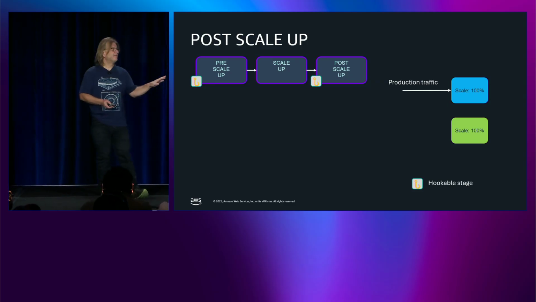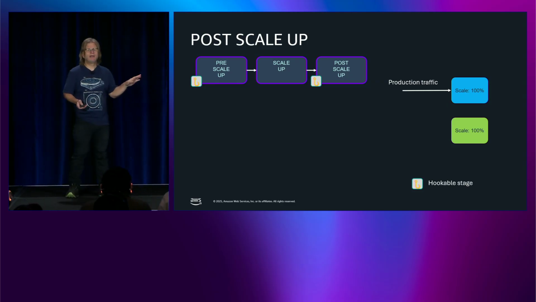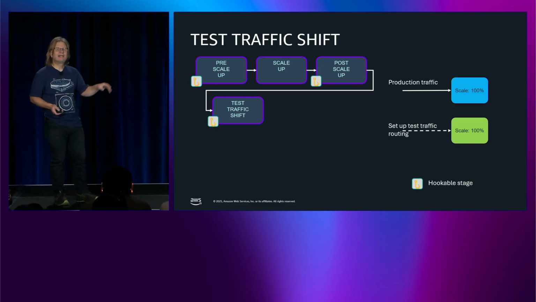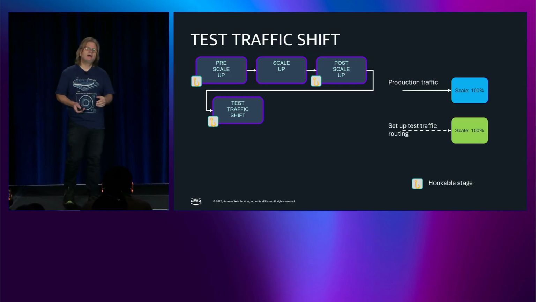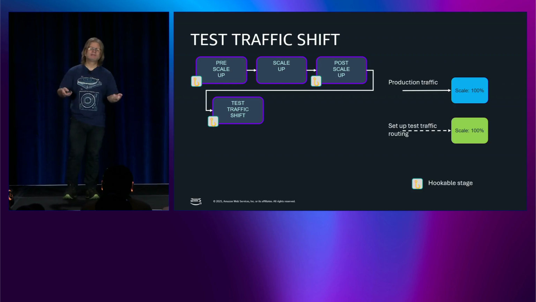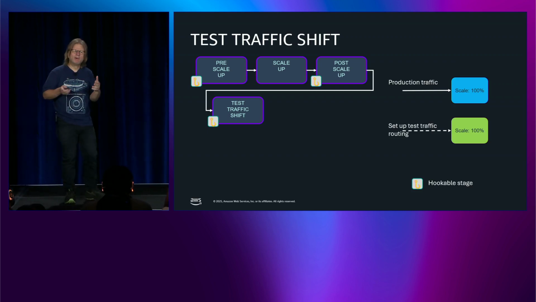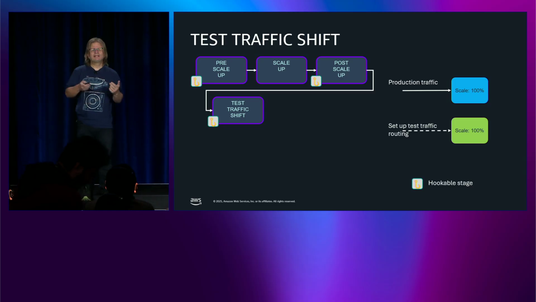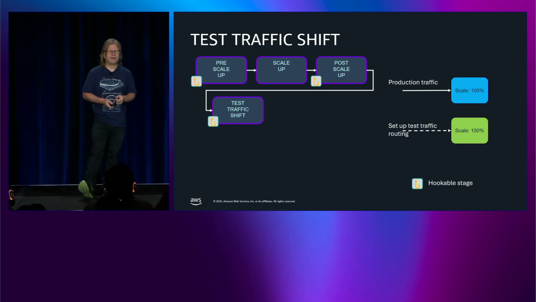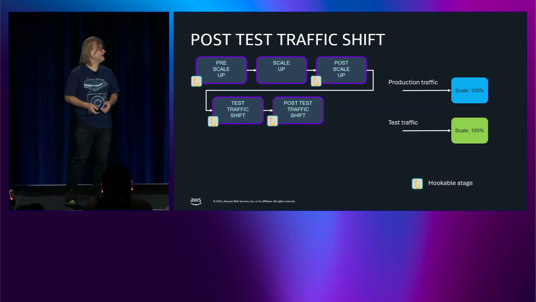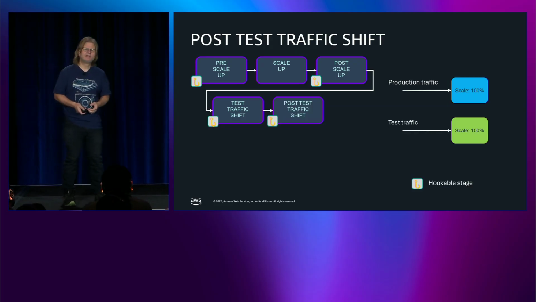So once we've got the green environment in place, the next step is to start shifting test traffic to it. We now enter the test traffic shift stage, and here we configure routing so that test traffic, which has to be identified in some way, we'll come back to that later, can start to flow to the green environment. Once that routing is set up, we enter the post-test traffic shift stage.